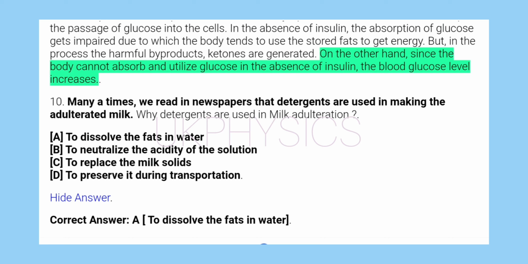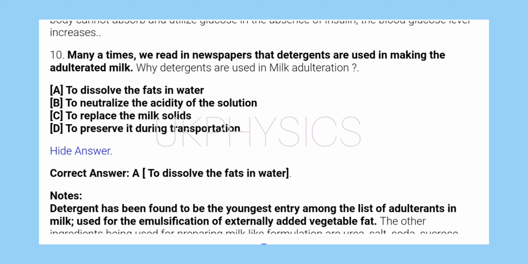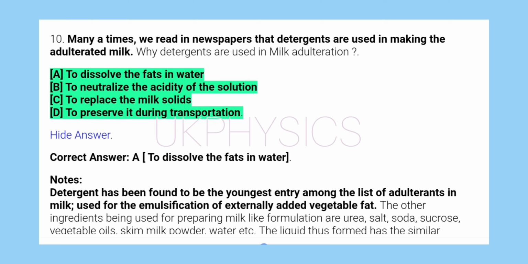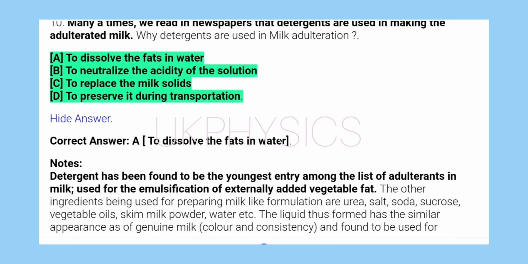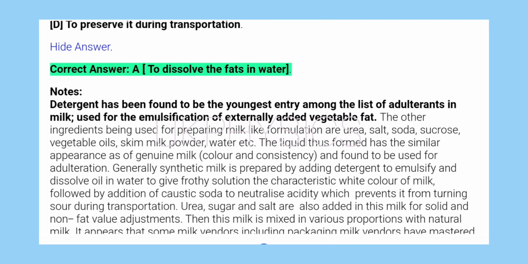10. Many a times, we read in newspapers that detergents are used in making adulterated milk. Why are detergents used in milk adulteration? A. To dissolve the fats in water. B. To neutralize the acidity of the solution. C. To replace the milk solids. D. To preserve it during transportation. Correct answer, A. To dissolve the fats in water.